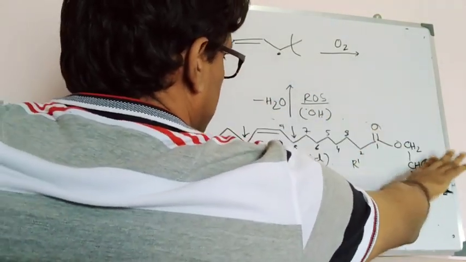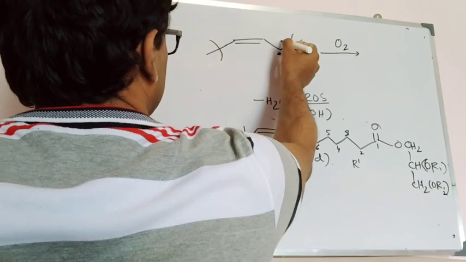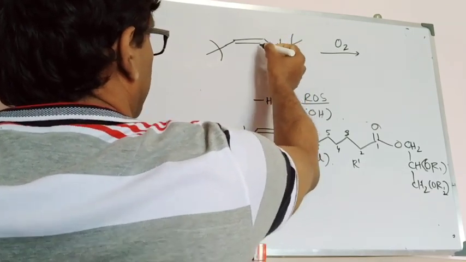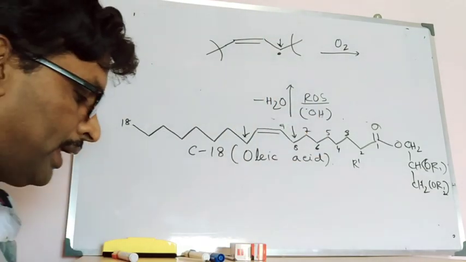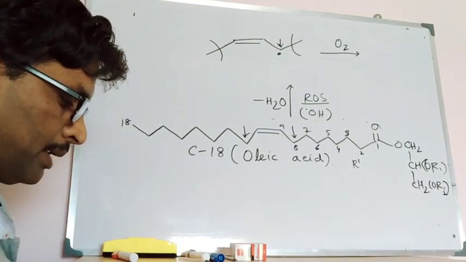This rest portion, there is this portion and this portion here. There is the allylic position of the present double bond. That's why this one is rancid. That mechanism can be given here.